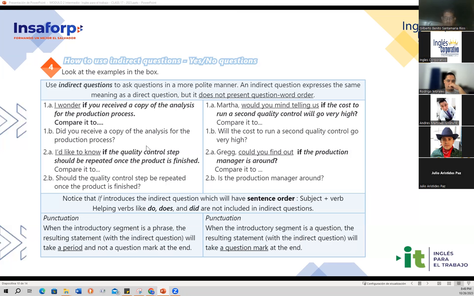Take your time. Tómense su tiempo para procesarla. Okay? And tell me if you have questions or everything is clear. If everything is clear, I need a volunteer to explain to me the difference between indirect questions and direct questions. Explain the difference between them to make it clear.